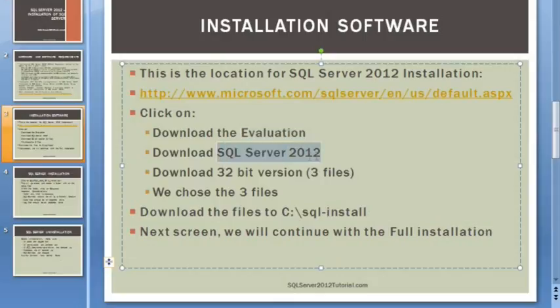Then you are going to choose SQL Server 2012. I will pick the 32-bit version, and I'm going to choose 3 files. You can also download an ISO image, which will let you burn the files onto a DVD, which is also convenient if you are installing on multiple machines. You can install on one and then move on to another one, and so on and so forth. But like I said, we are going to use this option.